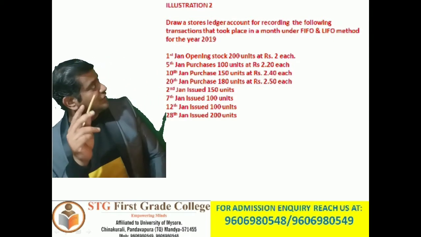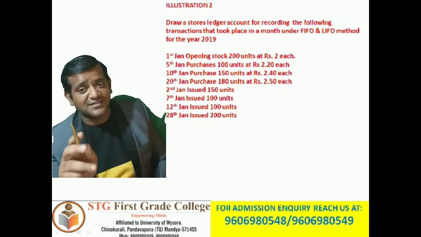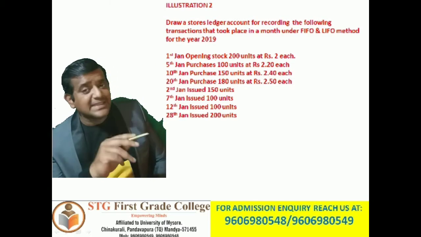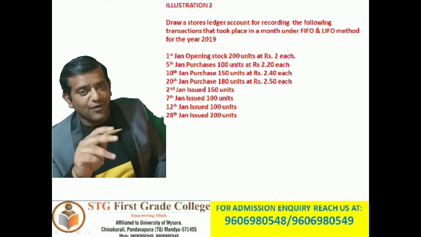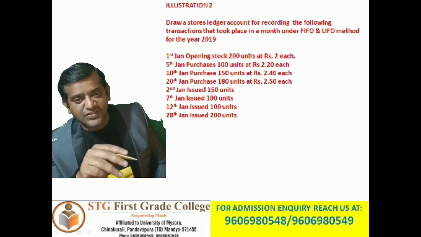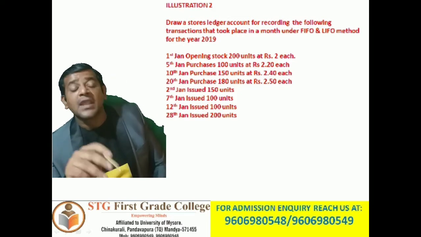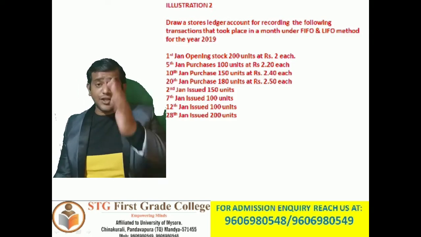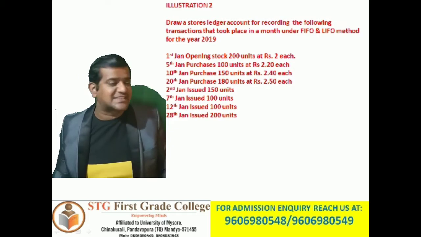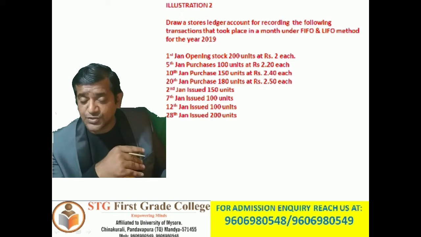Illustration number 2: Draw a stores ledger account for recording the following transactions that took place in the month under FIFO, that is first in first out, and LIFO, last in first out method, for the year 2019. On 1st January, there is an opening stock of 200 units at rupees 2 each.